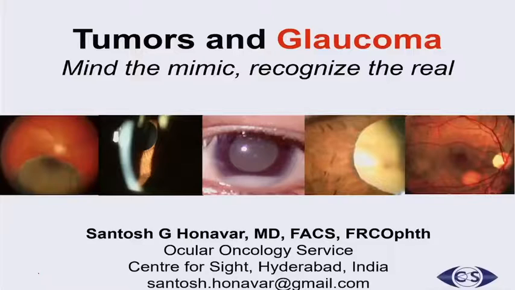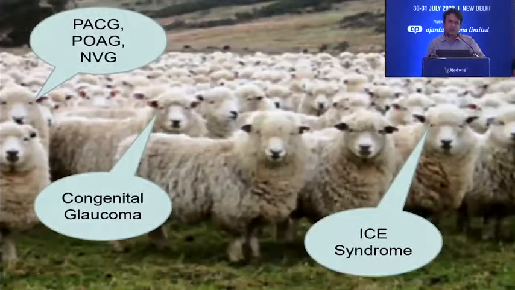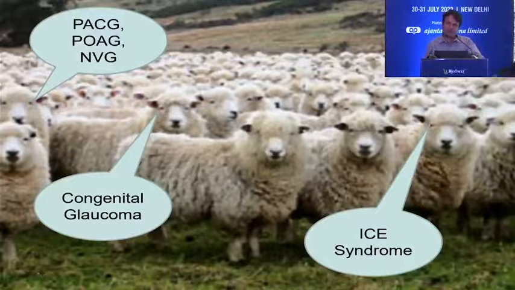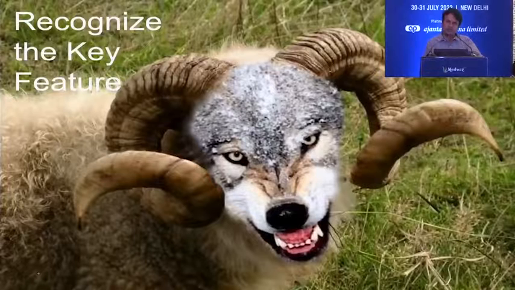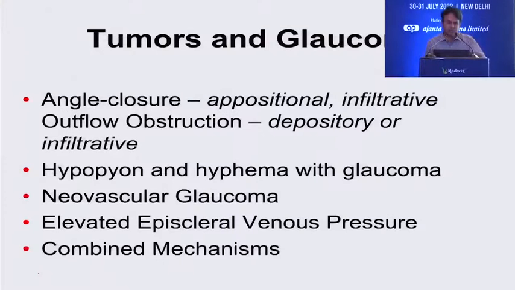I'll be taking you through certain clinical examples where things may look like glaucoma, but they turn out to be something different. In a busy clinic, everything looks gray, everything looks like primary angle closure glaucoma, everything looks like neovascular glaucoma, in the middle of which would be hidden something that is sinister. And if you recognize a key feature in some of these, then you'll be able to pick this up and not endanger the eye and vision of these patients.